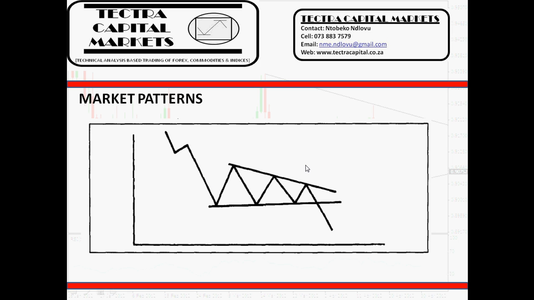And this is an example of a descending triangle. In this case, prices have been moving down, and then they lose some momentum in the downward direction, and they consolidate into a triangular pattern. In order to trade this particular pattern, you would wait for prices to break out of this triangle, and as soon as they break out, you will sell the currency pair in that direction and make profits as the price is moving in a downward direction.